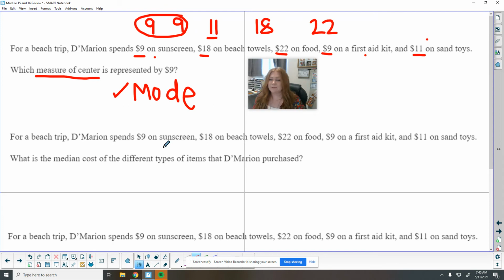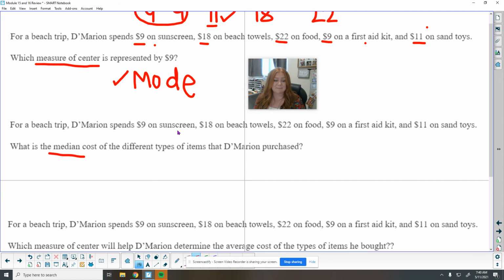So for a beach trip, same problem. He spent this on his sand toys. What is the median? And we've already put them in order. So we know our median is 11 here.